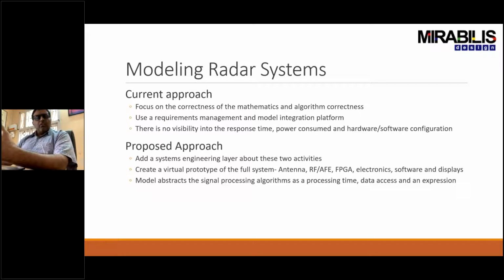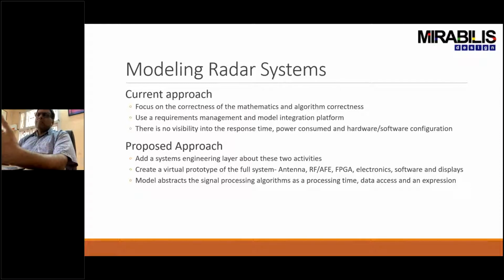So we extend model-based systems engineering, where we allow you to create a virtual prototype of your full system. The full system is anything from the point where it starts off at the tracking, which probably is an antenna, going through the AFE, all the way to the other end, which is the display. So all the electronics, all the software, create a virtual prototype of the whole thing.